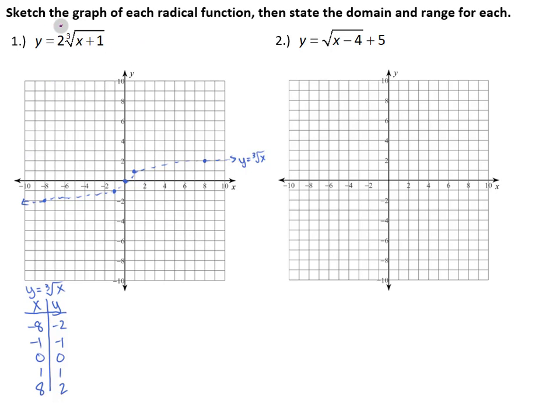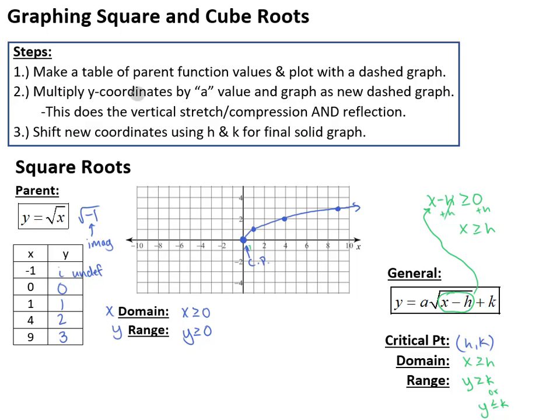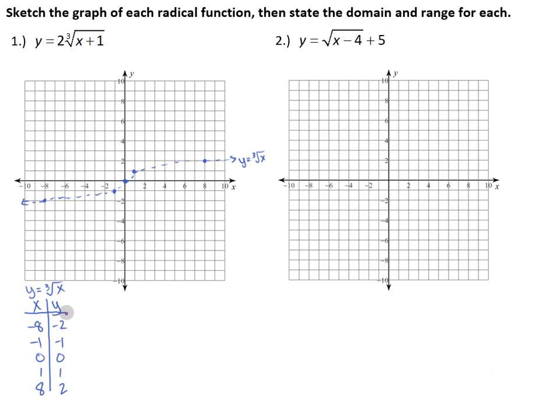Okay, so next, step 2, multiply the y coordinates by the a value. So we're going to take all of our y coordinates, and in this case, our a value out front is 2. So we're going to double all of our y coordinates. So just the center column here, we're going to multiply all those values by 2, which gives us -4, -2, 0, 2, and 4. Okay, so we're going to plot these new points, which is (-8, -4), (-1, -2), (0, 0), (1, 2), and (8, 4).